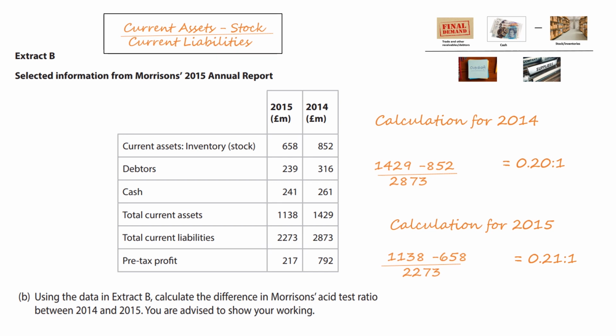Now we can't just stop there because within the question it asks us to calculate the difference between 2014 and 2015. So we've done quite a lot. We've calculated 2014 and 2015. So now give it a go and see if you can calculate the difference. So 0.21 minus 0.20, and that equates to 0.01.